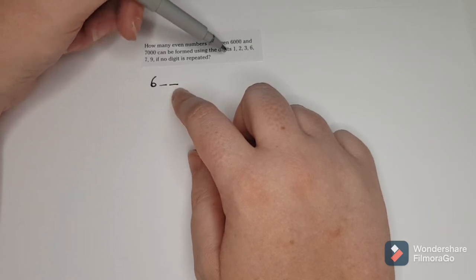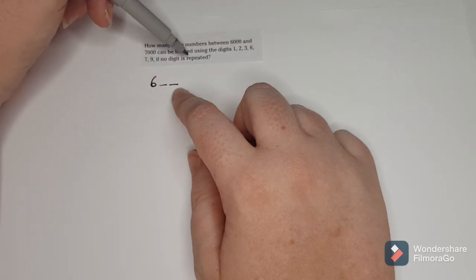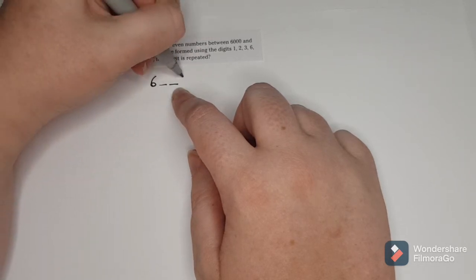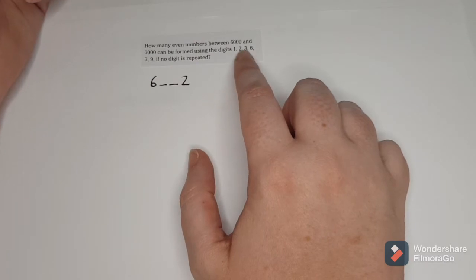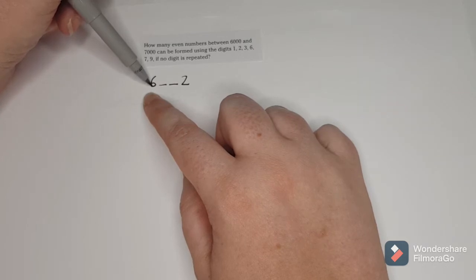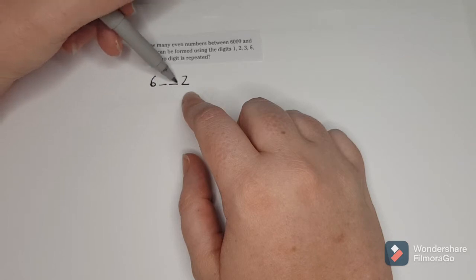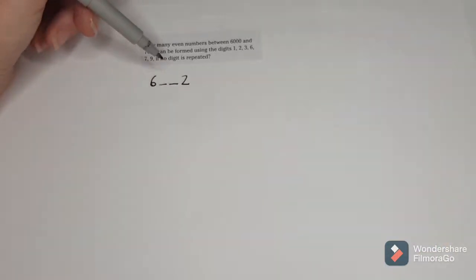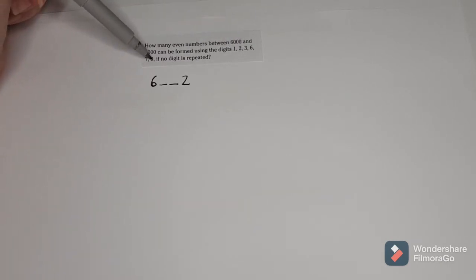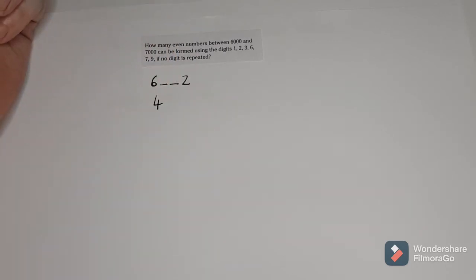So if I look at the digits I have, 1, 2, 3, 6, 7, 9, no digit is repeated. So I've already used a 6. The only other even number I have here is 2, because 1, 3, 7, and 9 are all odd. So I've got to have 6 at the start and I have to have 2 at the end. That means there's only 2 places that are unaccounted for. Out of all my numbers that I have left, I have 1, 2, 3, 4 numbers left. So I'm going to say 4 on my total options.